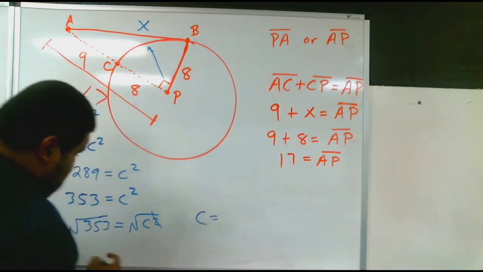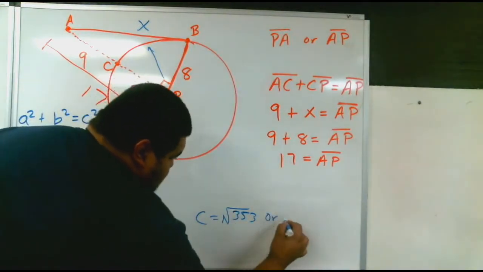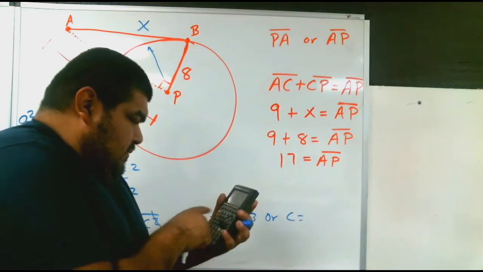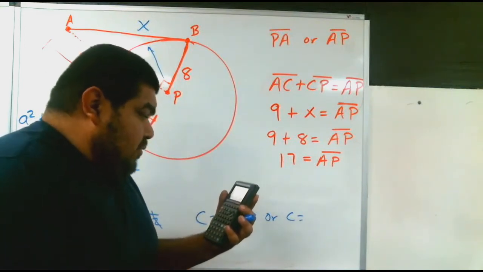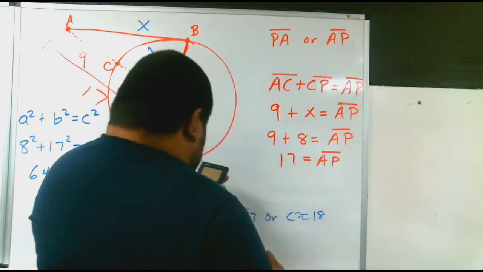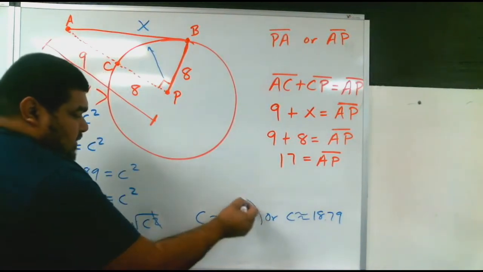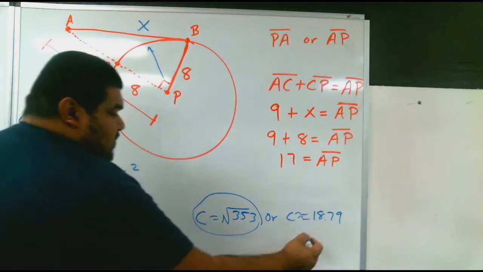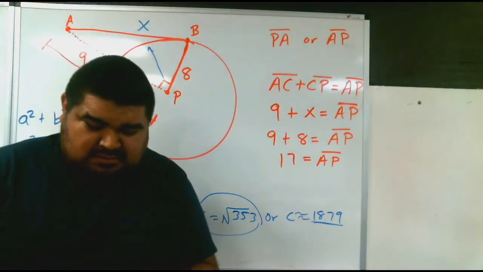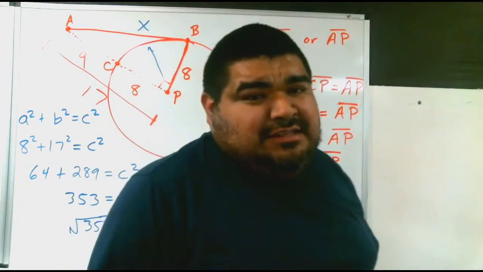So we're left with C equals square root of 353, or let's see if it has a perfect square root. Square root of 353, which it doesn't. It equals approximately 18.79. If it doesn't have a perfect square root, that's fine. Leave it as the square root. If you want to use it as a decimal, you can go ahead and do it as a decimal. And that's it. We solved for the side of the tangent.